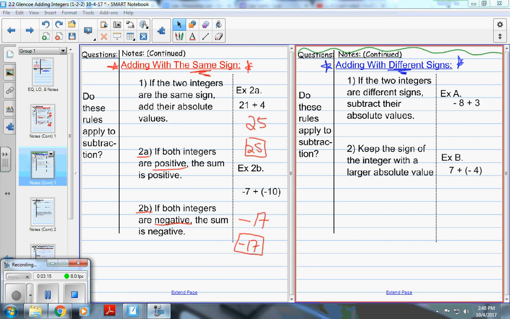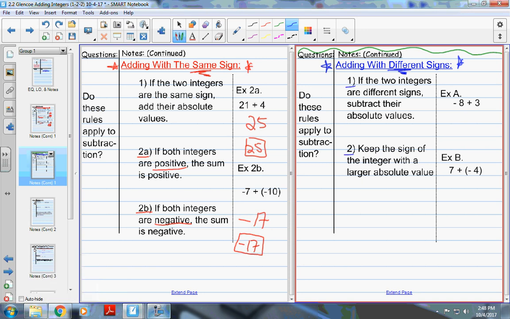Awesome, welcome back. So notice this sequence of steps does have a step 1 and just a step 2. And again, these rules only apply to adding. So if the two integers are different signs, we subtract their absolute values. Let's look at example A. -8 and 3. Those are different signs, so we're going to subtract their absolute values, and we get 5. If we only read step 1, we would think the answer is 5. So let's go to step 2: keep the sign of the integer with the larger absolute value.